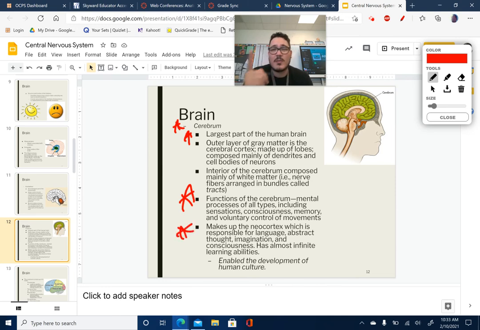So remember, we talked about the reptilian brain and the limbic brain. Now we have what's called the neocortex. This is responsible for language, abstract thought, imagination, consciousness, almost infinite learning ability, which is incredible. The cerebrum has allowed us as a species to be the apex. And it has allowed us to evolve to this point where we're at today. No other animal has a cerebrum that is this impactful. So that's really a big thing. And if you really want to summarize what the neocortex does, it just helps to develop culture. It has allowed us to develop culture.